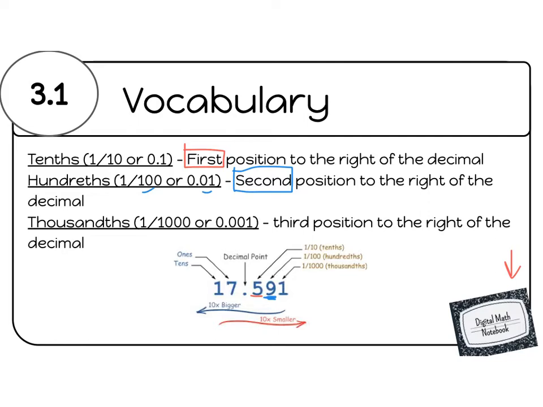And our third vocabulary word today is the word thousandth. The thousandth is the third place value to the right of the decimal, and it is written as 0.001. Pause now and make sure that you fill in the blanks for your vocabulary in your digital math notebook.